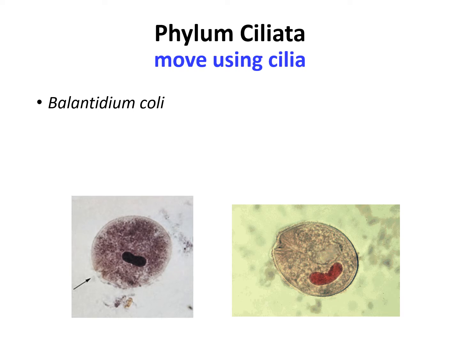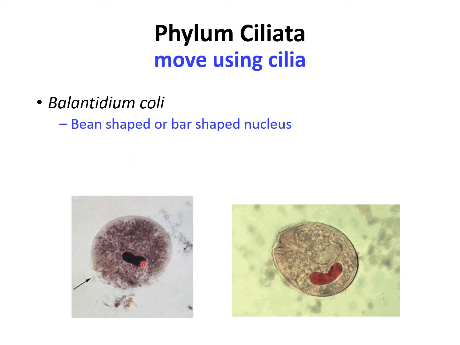And as I said, microorganisms under this phylum, they're going to move using cilia, which are basically tiny hair-like structures that are going to sway back and forth, helping the microorganism move. One microorganism that falls under this phylum is Balantidium coli, and it kind of looks something like this under the microscope. Again, be able to identify it if you are given such a picture.